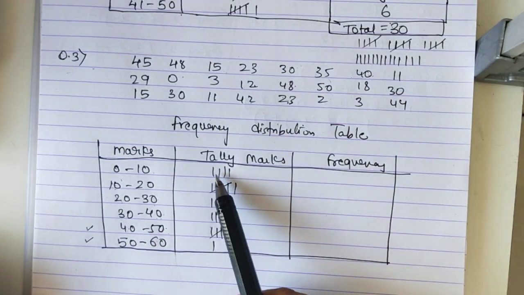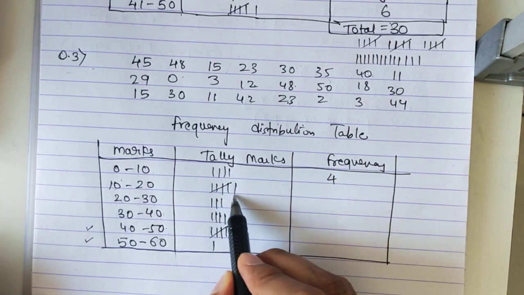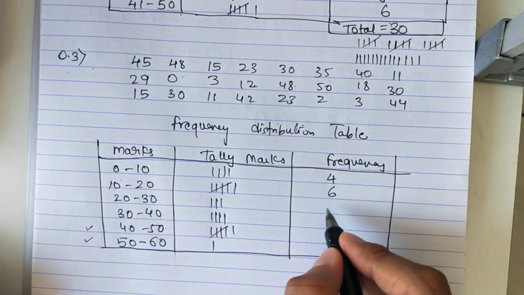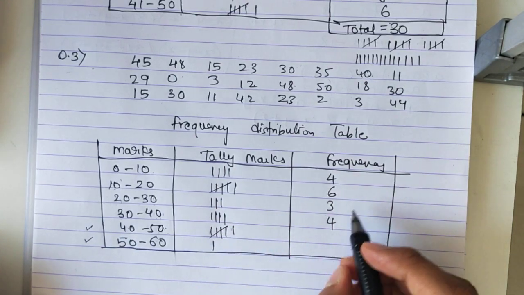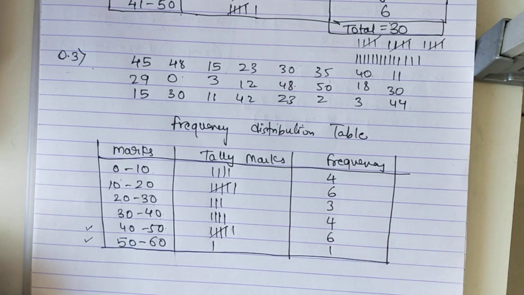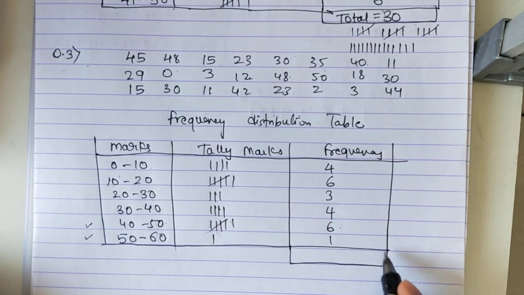Now let's write the frequency: 1, 2, 3, 4. Frequency is 4. 5 plus 1, 6. 3, 4. Again 5 plus 1, 6. And 1. Okay. Those who count this 50 in this range will get this answer 6 as 7. That's okay. So total, you have to count the total.